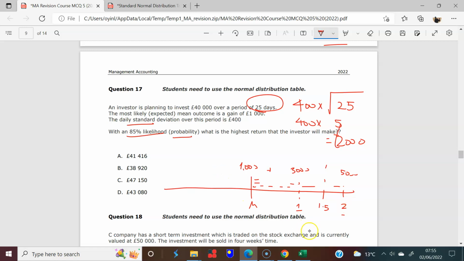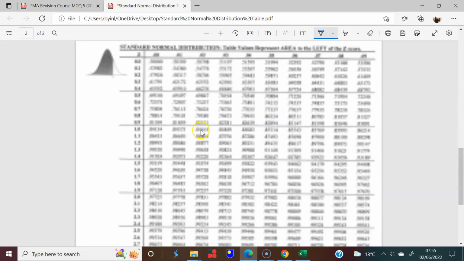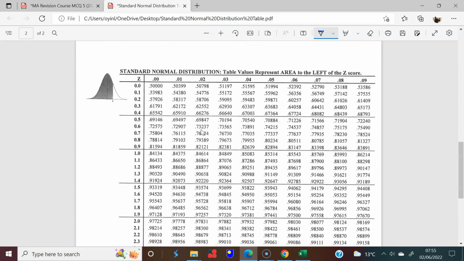So let's do that. 85%. Let's go and find 85%. Here it is. At what point is 85% in my table? I need 0.85. This is the closest to 0.85. Just right here, you can see this is 0.8489. This is the best. What is the z-score here? The z-score is 1.04, right? So I come all the way here and I come all the way here. So my z-score is 1.04.